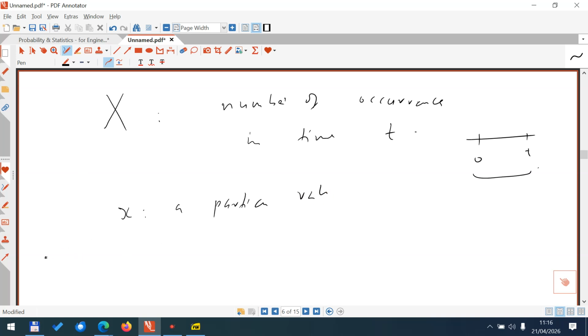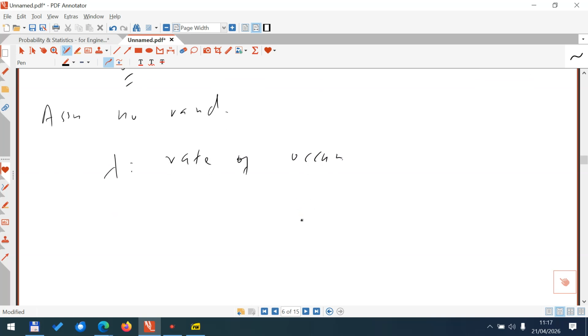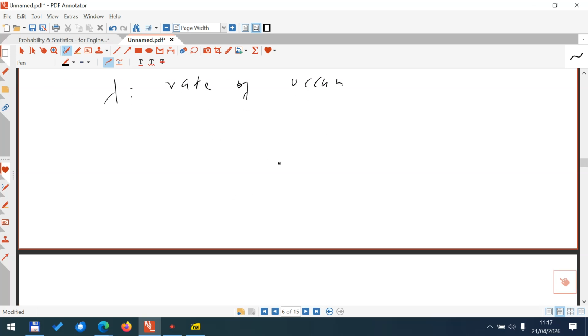Now, let's say there is no randomness, no uncertainty. Then we should not use capital X; we can use simply small x. Small x can be a variable for the number of occurrences. And if lambda is the rate of occurrence, then try to link this quantity. What will be dx by dt? It will be the rate of occurrences, so lambda.